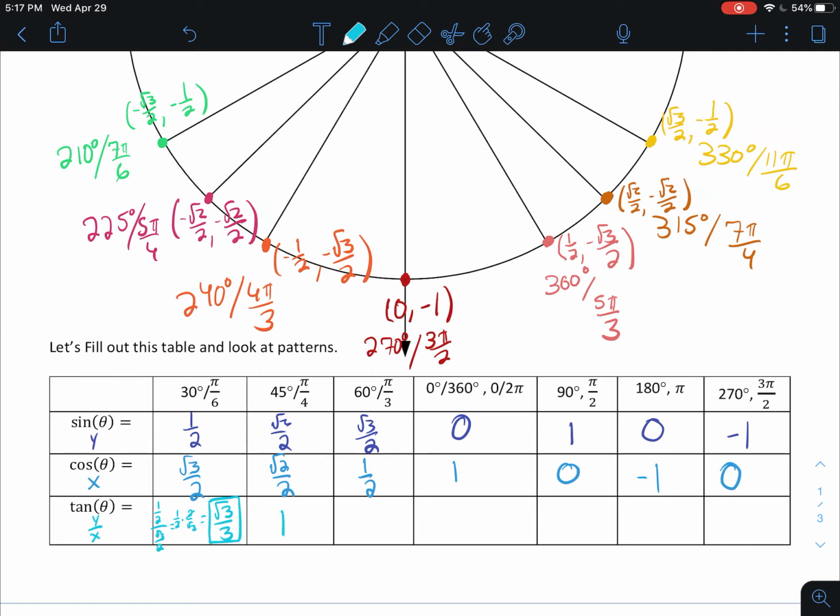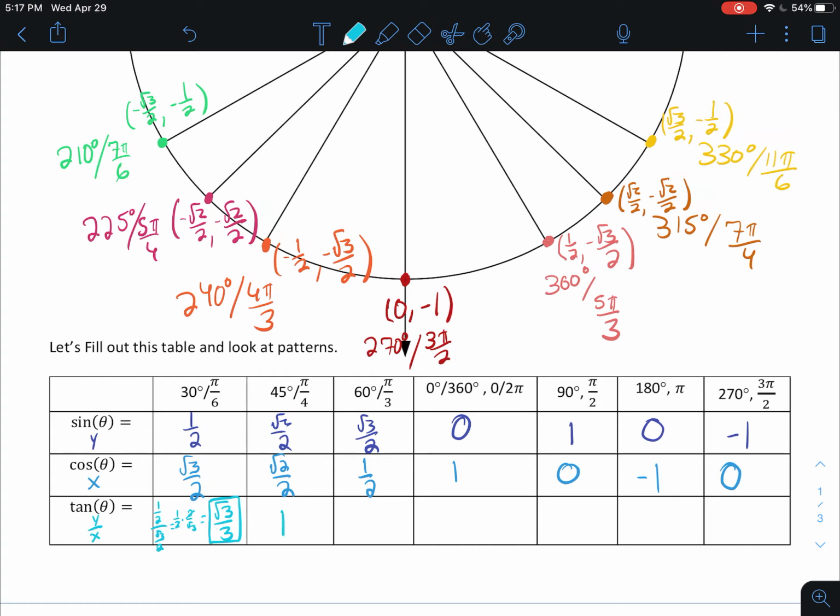The tangent of 60 degrees, or pi over 3, is going to be the reciprocal, so this is radical 3 over 2 over 1/2, which gives us radical 3 over 2 times 2 over 1, which just gives us radical 3.